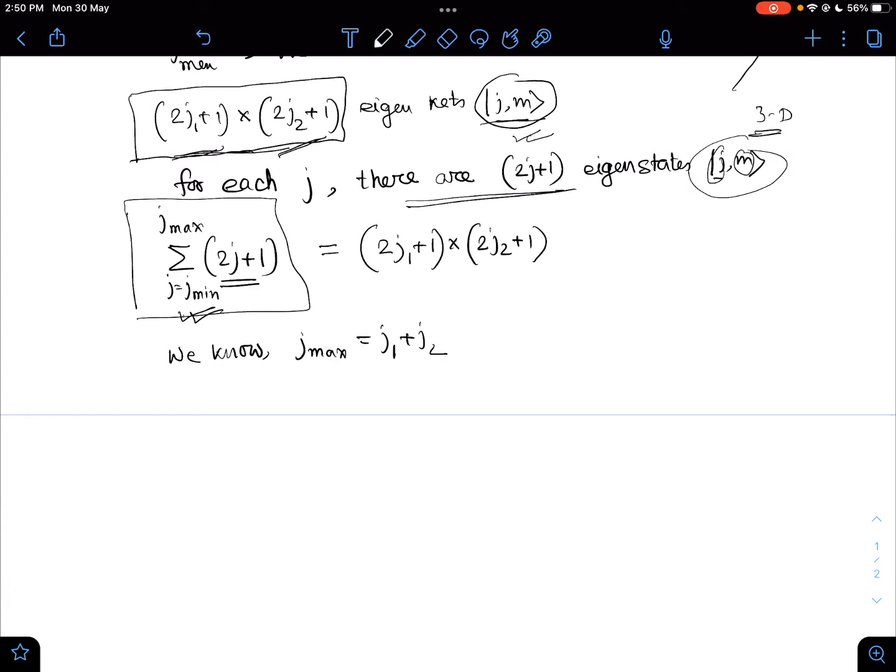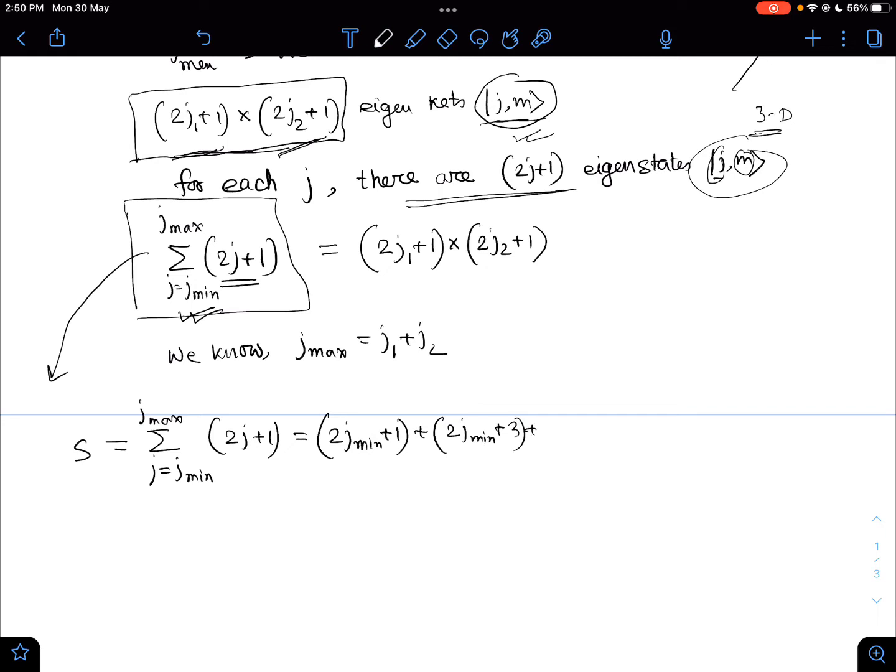So if we consider this summation to be S, what will be S? S is the sum, where J runs from J minimum to J maximum, of 2J plus 1. So this can be written as 2J minimum plus 1, 2J minimum plus 3, 2J minimum plus 5, and so on. And in this way, what will be the last term? It will be 2J maximum plus 1. So we have this summation.